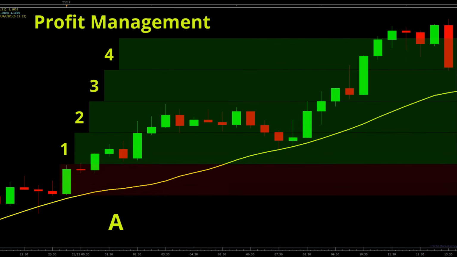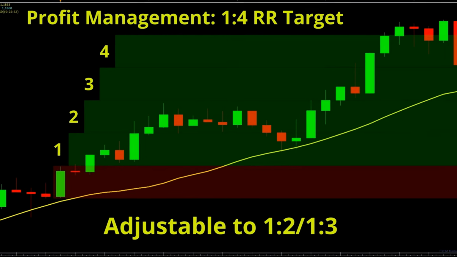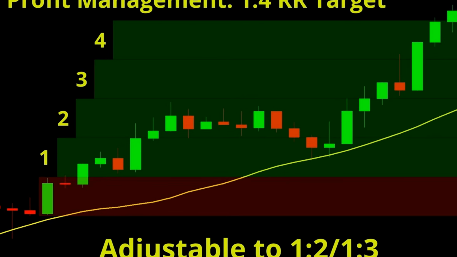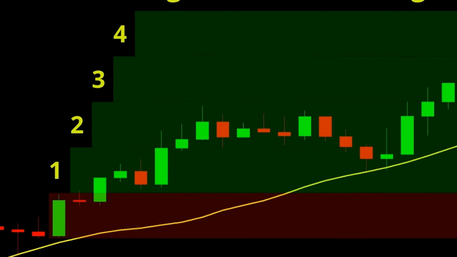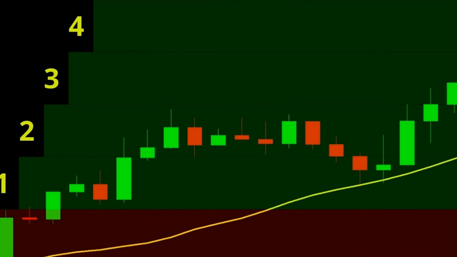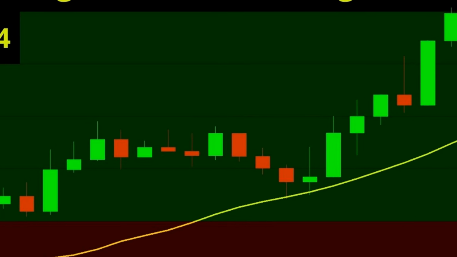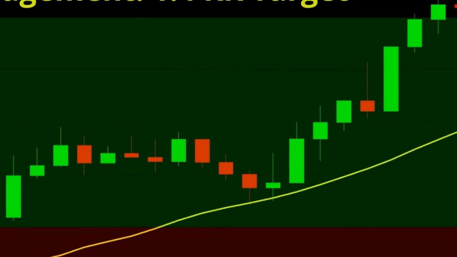In this case, even if we maintain a prudent approach by setting a target of 1 to 2, you can see that this specific trade successfully reached a 1 to 4 risk-to-reward ratio. This shows just how much potential the strategy has when the trend is strong, even for conservative traders.